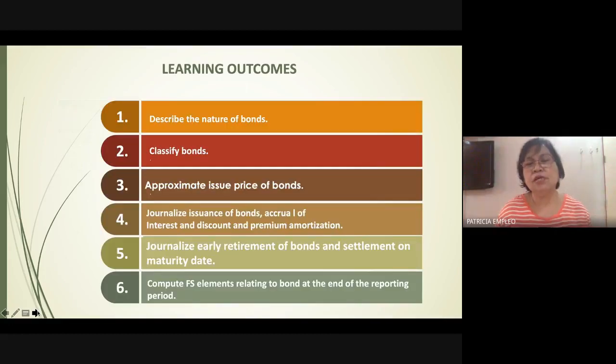So what have we accomplished today? We have described the nature of the bonds. We have classified the bonds. We have approximated the issue price of the bonds based on the relationship between nominal interest and market rate of interest. We have journalized issuance of bonds, the accrual of interest, as well as discount and premium amortization based on prepared amortization tables. We have exemplified entries for the early retirement of bonds, as well as the entries for the retirement of bonds on maturity date. We have computed financial statement elements, both in the statement of financial position as well as in the statement of comprehensive income relating to bond transactions.